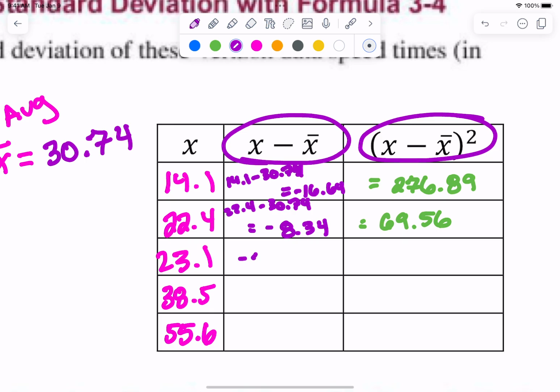Negative 7.64. Okay. And square? 58.37. Bless you. 58.37. Perfect. Okay. It's good to have you back, Haley.